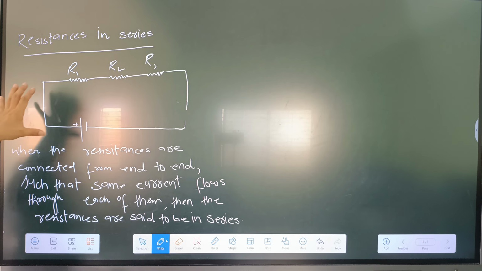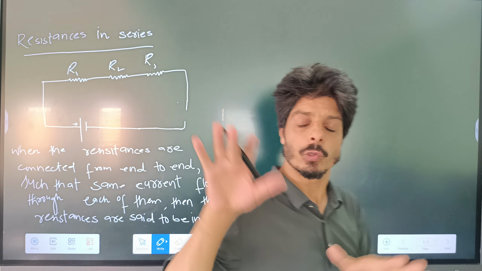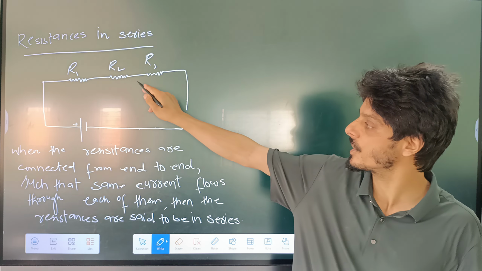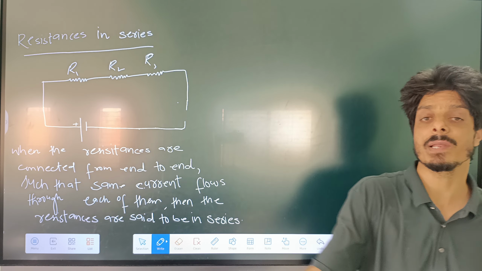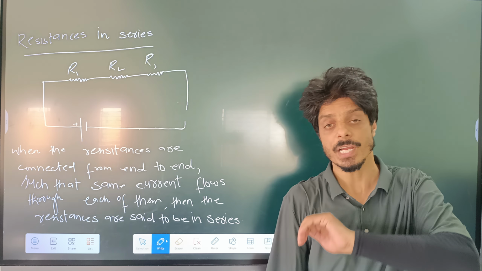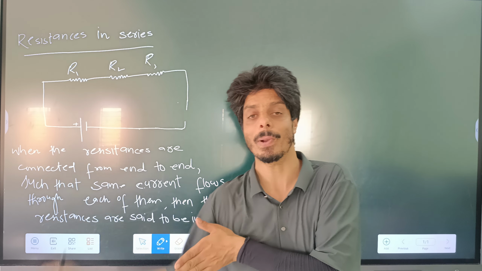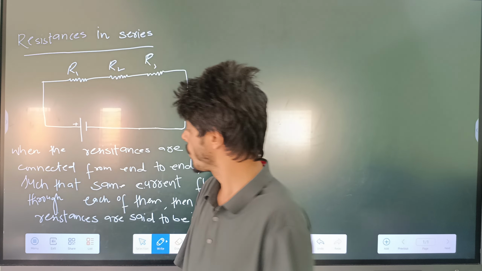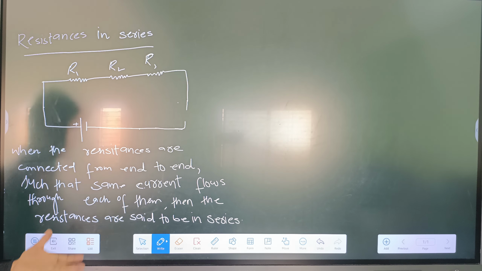So whenever the resistances are connected in series, if we have n resistances, for example, if we have 100 resistances in series, it implies that through all the 100 resistances the current flow is the same. So then we can say the resistances are connected in series.